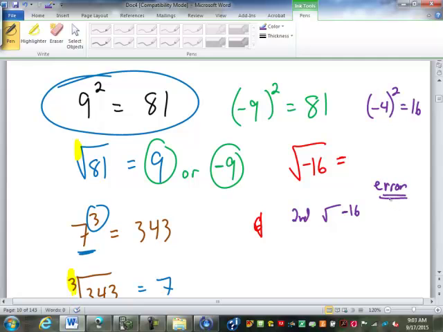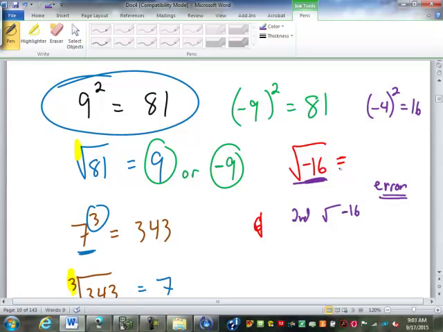Why is that? There's nothing squared that can give you a negative number. When we were doing our powers up above, anything squared was going to be positive. So because any number squared is positive, there's no such thing as a square root of a negative number.